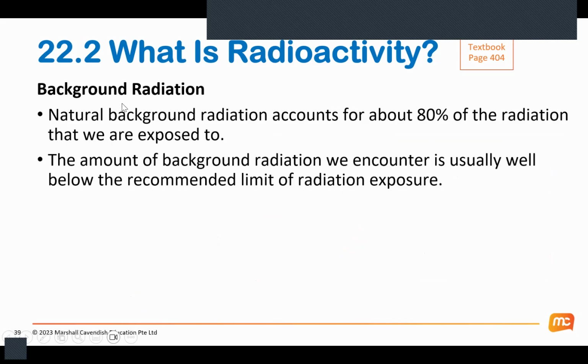Background radiation that comes from natural sources is about 80%. Most of the background radiation we encounter is very safe and a very small amount. It's about 20 counts to 30 counts maximum per minute. So it's actually a very small amount of radioactivity that we are exposed to every day.